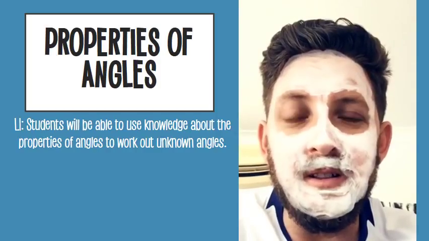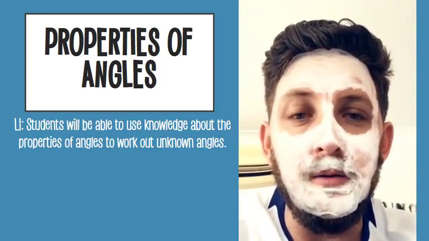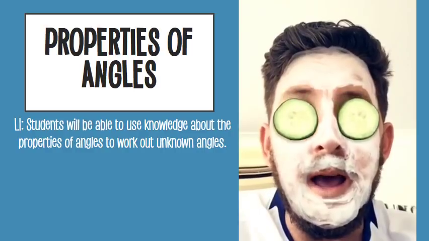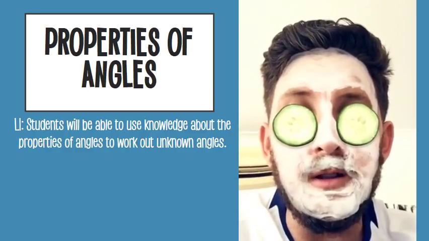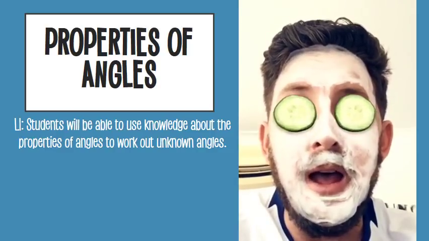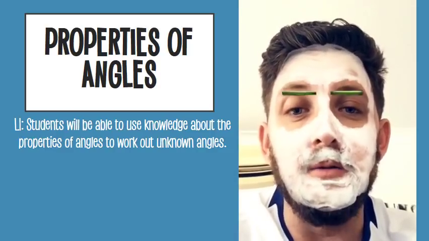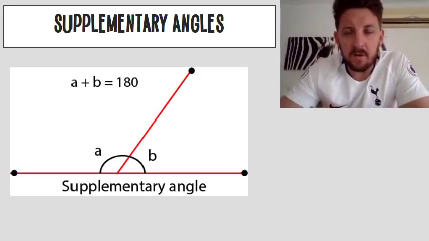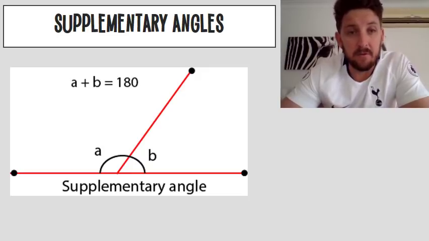Welcome back, Maths Legends. Today we're going to be looking at properties of angles, and what we're actually going to try and do is work out unknown angles by using some of the things that we know, like supplementary angles, complementary angles, and also vertically opposite angles. So we're going to look at three different types of angles that are going to help us to work out unknown angles. The first one we're going to look at is supplementary angles.